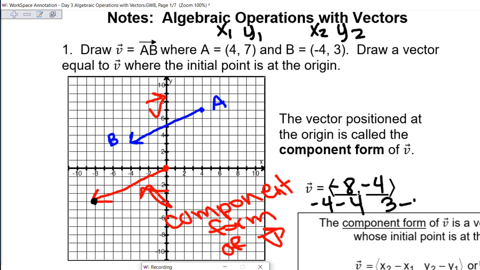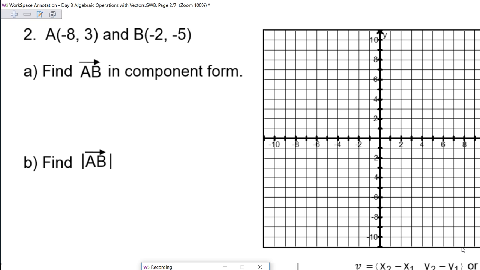Next example. Problem number 2, we're given point A is at negative 8, 3, and point B is at negative 2, negative 5. We need to find vector AB in component form. So we're going to do this geometrically. So we need to graph those 2 points. So graphing the point, point A is at negative 8, 3.